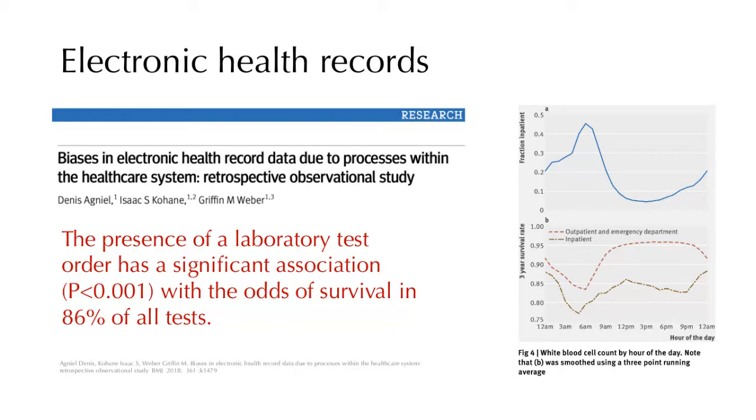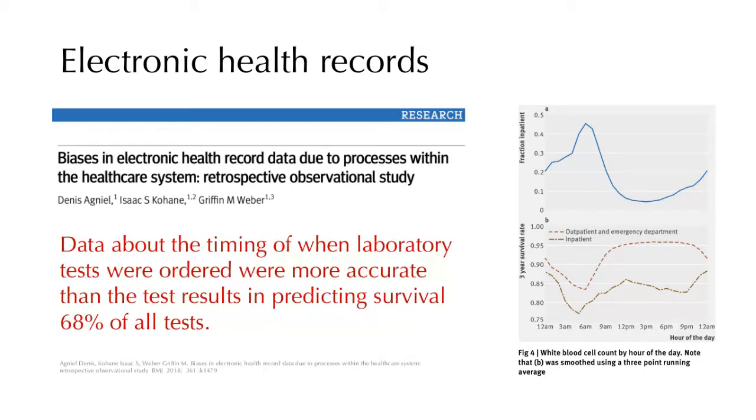And they found that the sheer presence of a lab test order has a significant association with the odds of survival. They also found that the data about the timing of when a lab test was ordered was more accurate than the test result in predicting survival. So we see that there's another layer or level to electronic health records, and that management aspects are within this data also, which is, for example, just the taking of a test or when a test was ordered, etc. And that's also very important information.